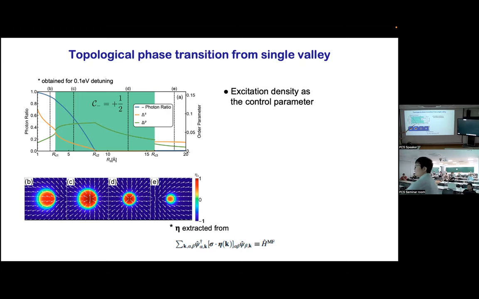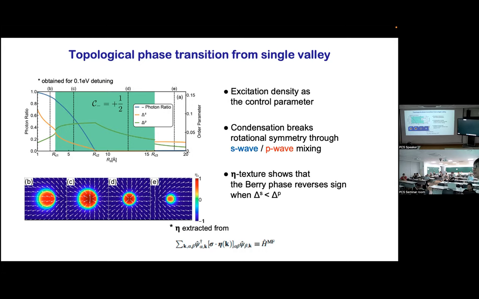And what we see is that when the photon density starts to come down, at some point the P wave exciton from the Coulomb interaction starts to dominate over the S wave exciton coming only from the electron photon coupling. And that gives us this kind of non-trivial phase.